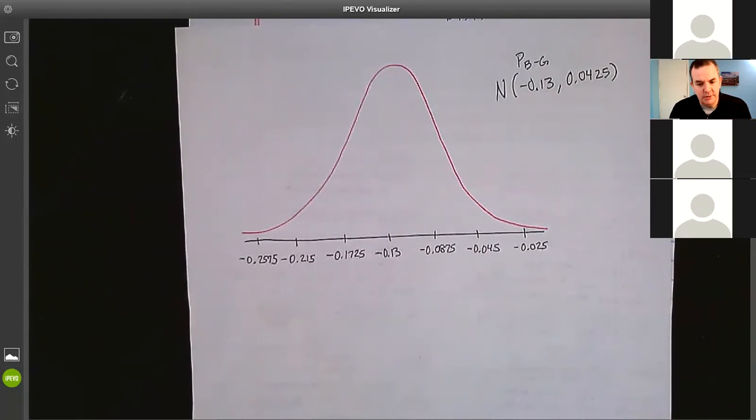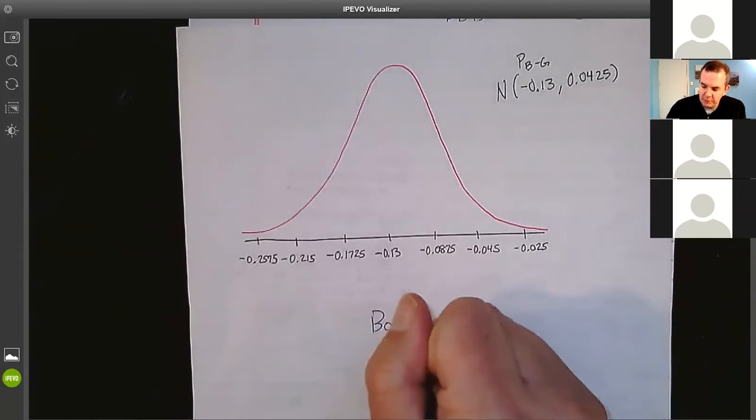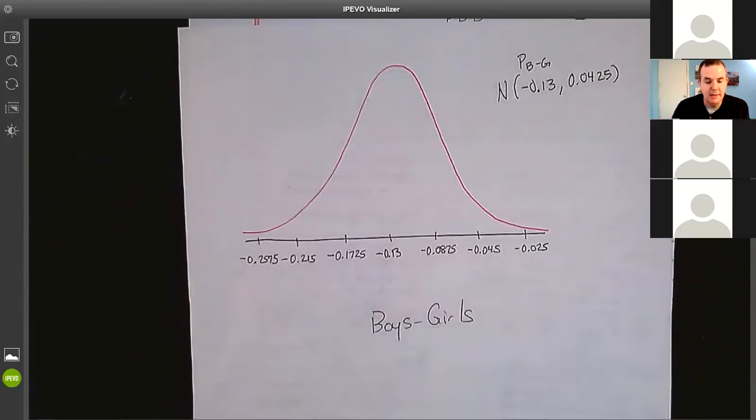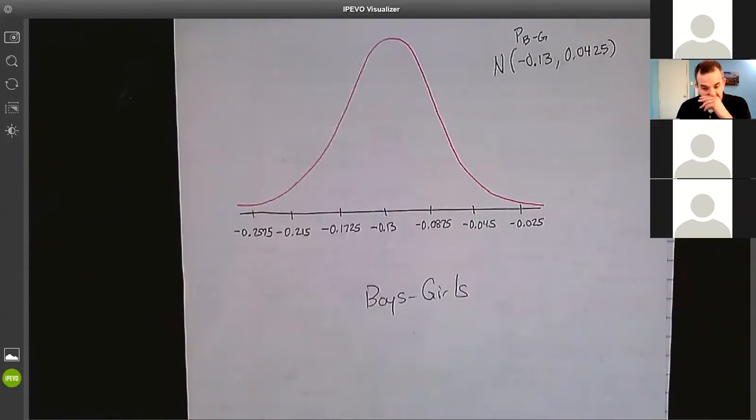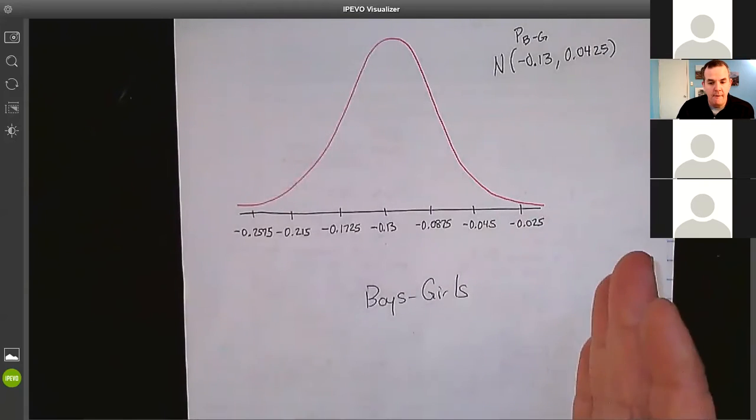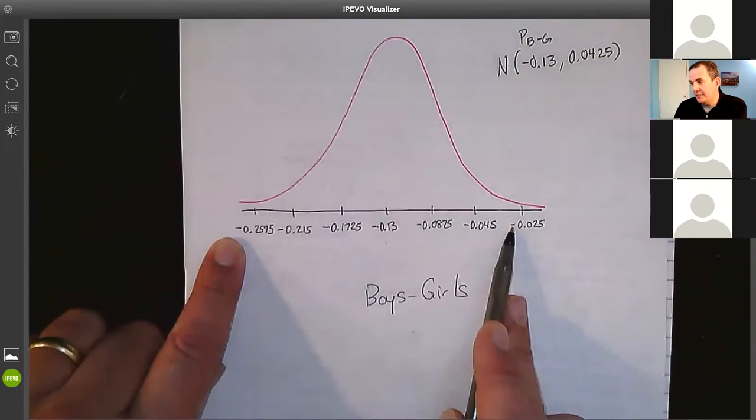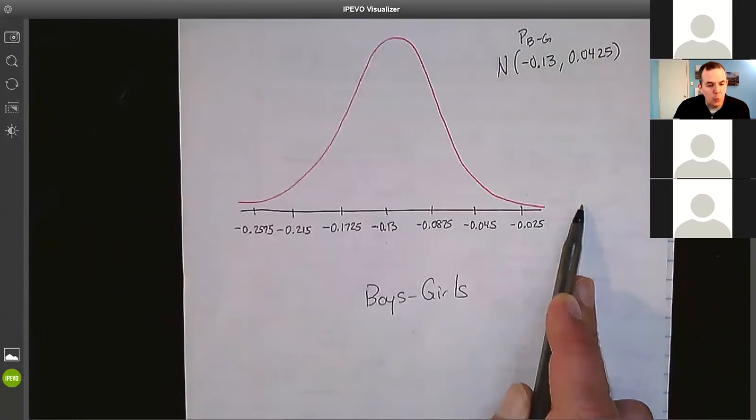So looking at this distribution, would you be surprised if I ended up with more boys with online profiles than girls? Because this is the difference, boys minus girls. What would it mean if boys had more online presence? What would that mean for the difference between the two? Wouldn't it be a positive number? Do we see positive numbers on this curve at all? No, it goes from negative 25% to negative 2%. Boys minus girls is way over here.